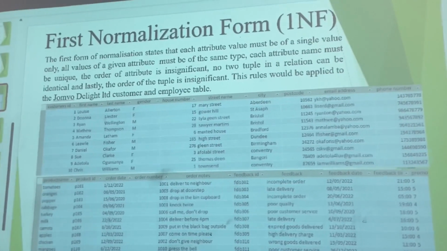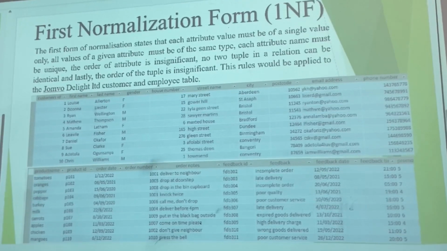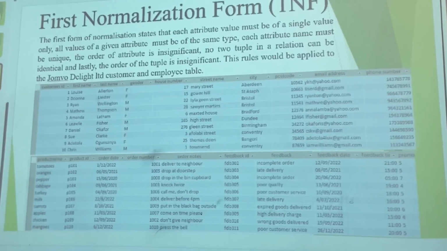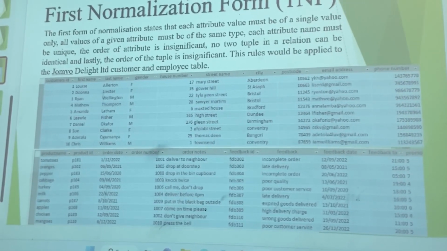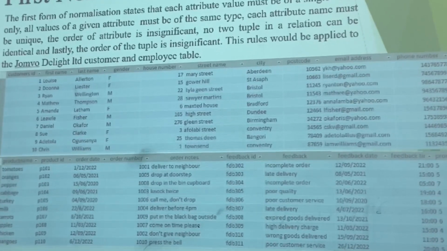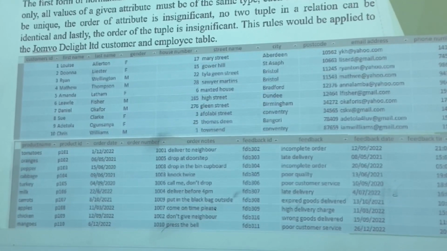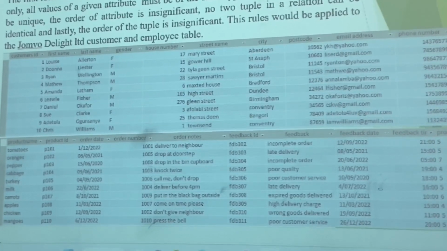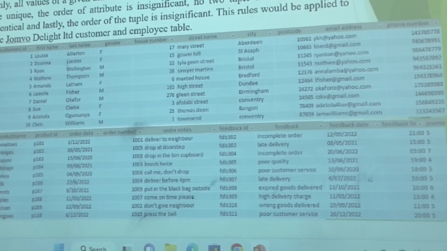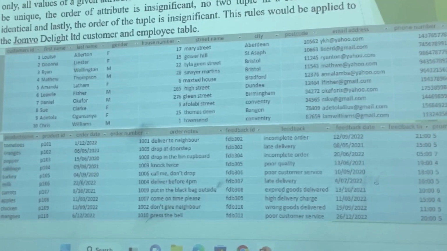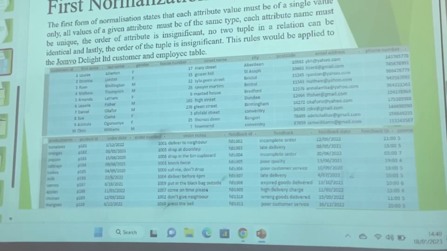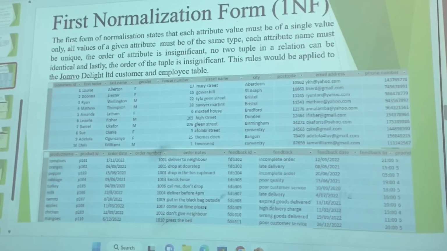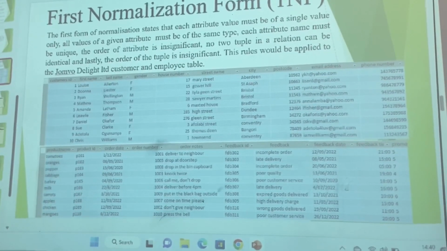The first normalization form, which is 1NF, has the main criterion that each attribute in the table must be of single value only. As you can see, there are two tables: one for customer details, and the other for the product details, IDs, orders, and everything. The given attributes must be of the same data type, and purely unique as well. The order of arrangement is insignificant. About the next normalization form, my colleague will present before you.